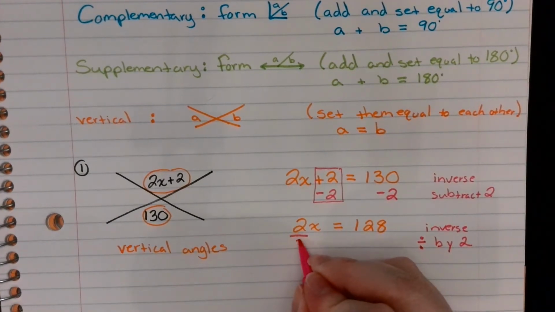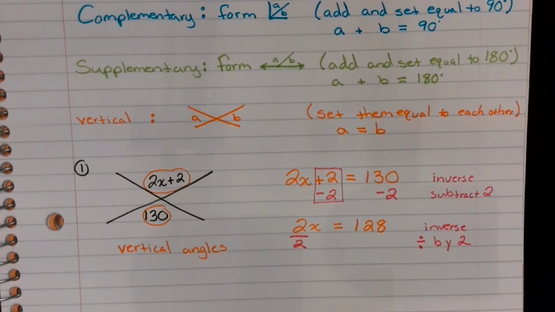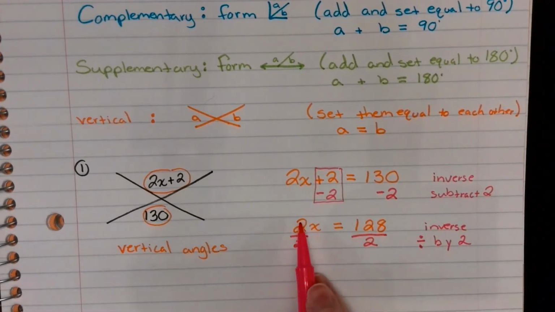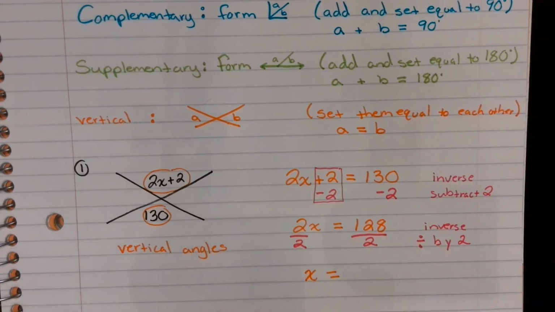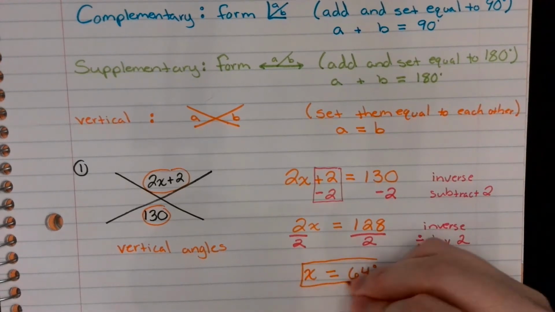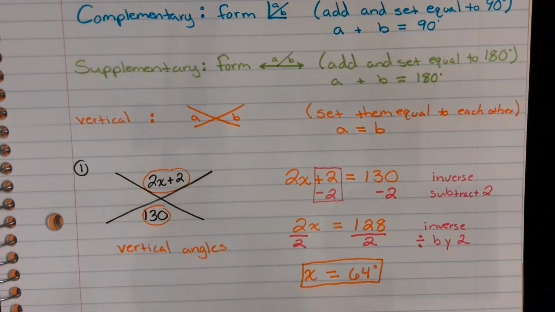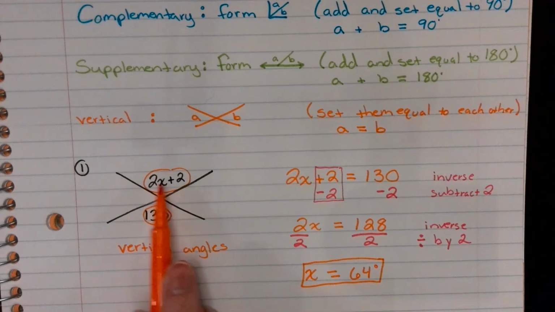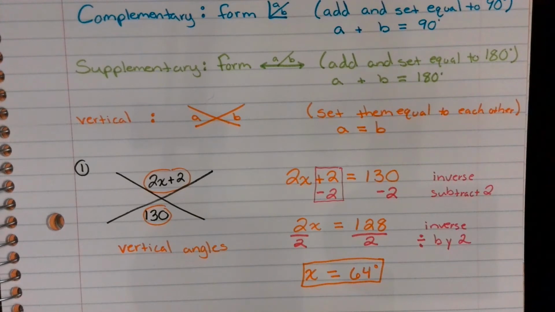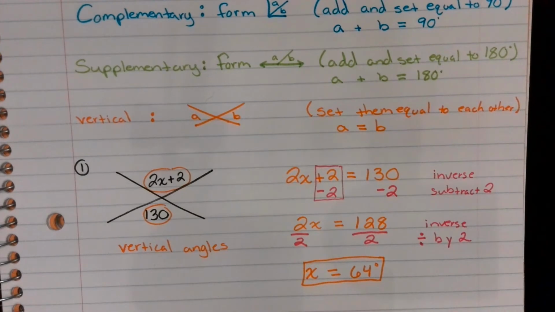So we're going to divide by 2 on the left side, and then we're going to divide by 2 on the right side. 2 divided by 2, we'll simplify it to where we have x all by itself. And then 128 divided by 2 is going to leave us with 64 degrees. So that means x is equal to 64. If you plug it back in, 2 times 64 plus 2 would give you 130. All right, let's move on to another example.